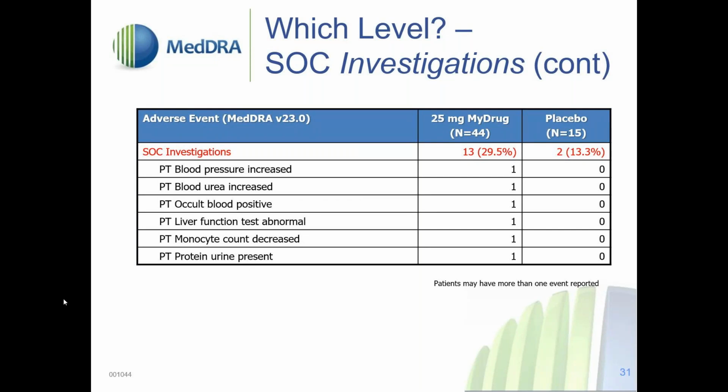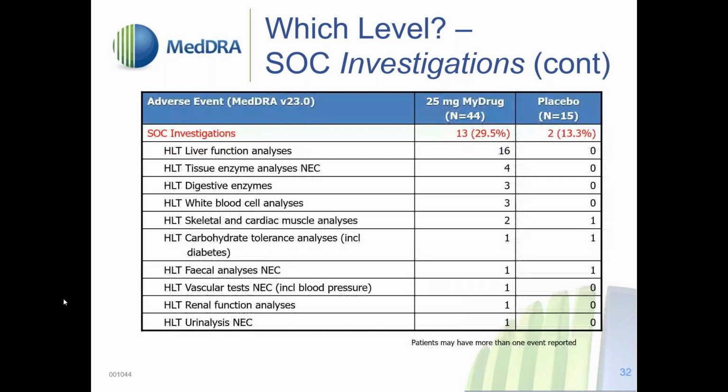It's not very intuitive, I would say. If you now choose to look at this data slightly differently by using one of the grouping terms, we get another representation which might be a little easier to understand. So now we see the HLT liver function analysis has 16 events in the my drug group and 0 events in placebo. And it really sticks out that, okay, liver function analysis has a high event count.